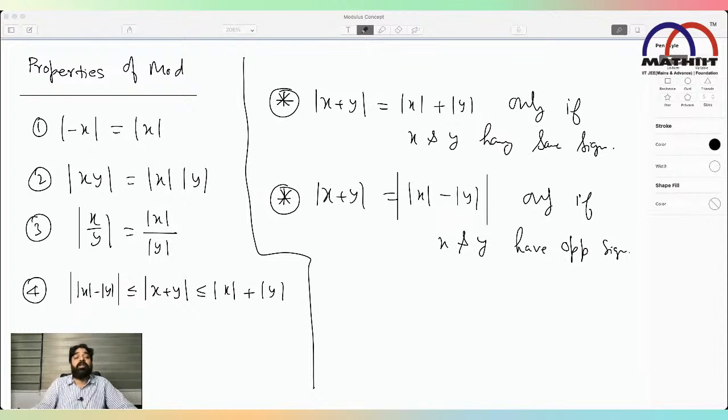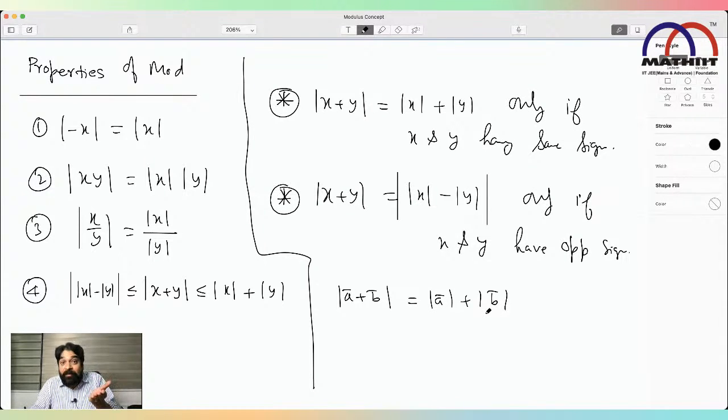Same thing is there for your vector also. If you have already studied vectors, you may understand this. Mod of vector A plus vector B equals mod A plus mod B, we can write only when, here we cannot say sign, we say direction, because that is a vector. In scalars we talk of sign, in vectors direction also. This is valid only when they have the same direction. And mod of A plus B will be equal to mod A minus mod B if they have opposite direction. Right?